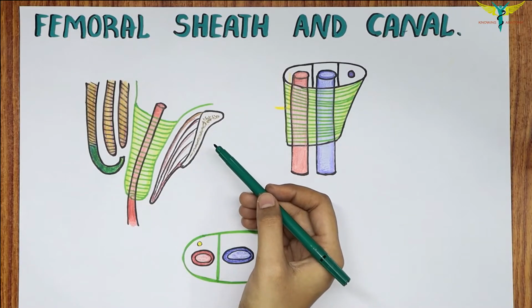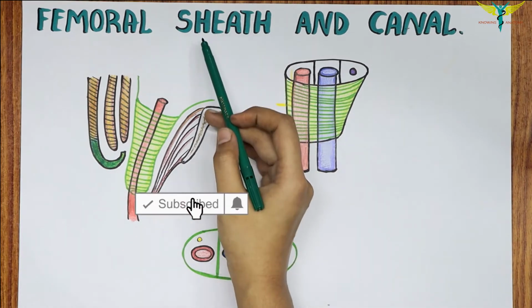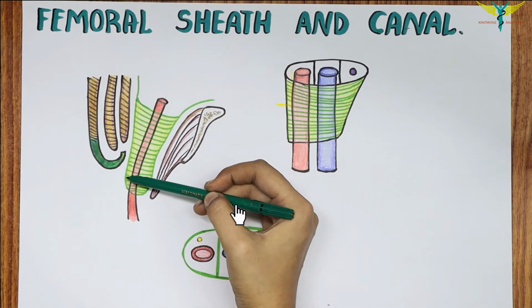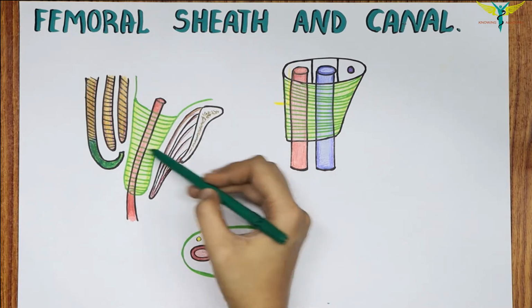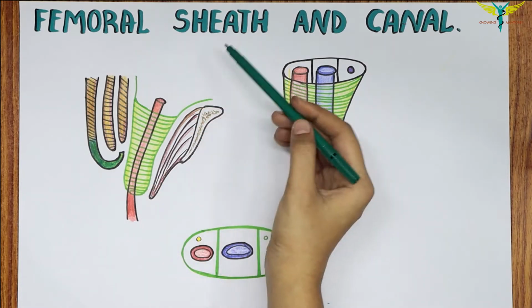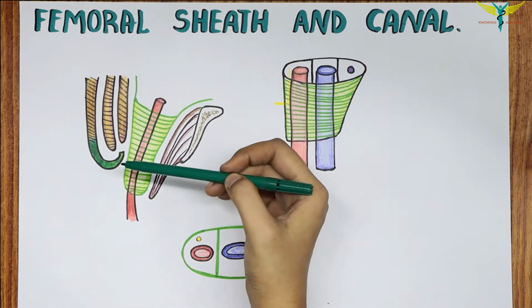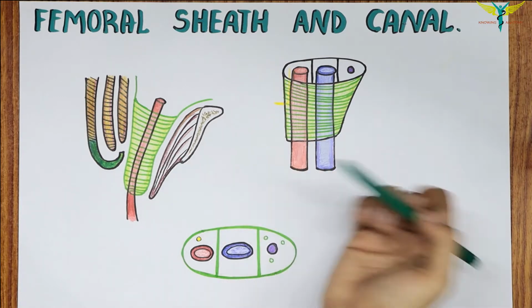In this video, we are going to learn about the femoral sheath and the femoral canal. The femoral sheath is a funnel-shaped fascial sheath that encloses the upper 3.75 centimeters of the femoral vessels. The base of the sheath is directed upwards, that is towards the abdominal cavity, and its apex merges with the tunica adventitia of the femoral vessels.